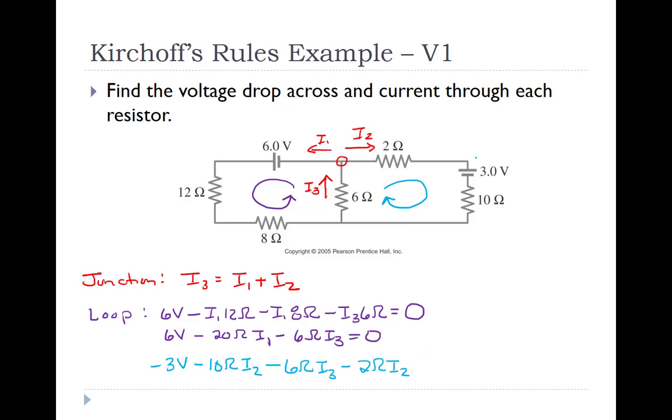And that will bring me back to my battery. So I let it equal 0. And I'm again going to choose to simplify this equation by combining the two I2 terms. Okay, we now have a bit of algebra to do.